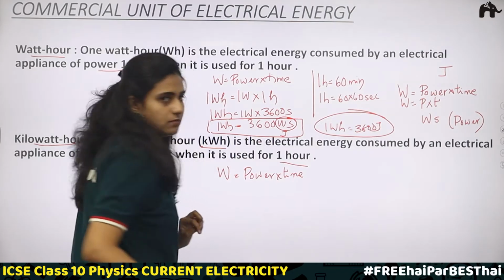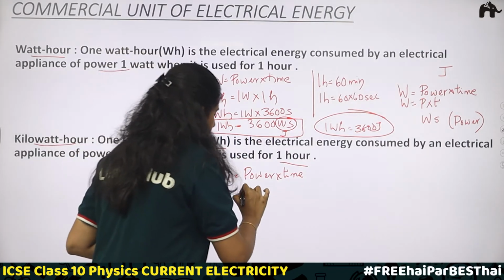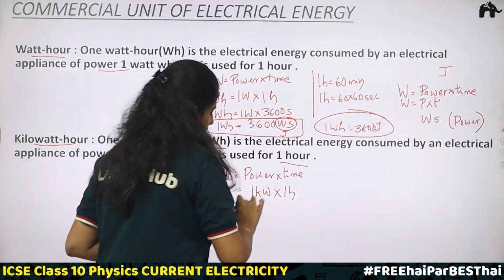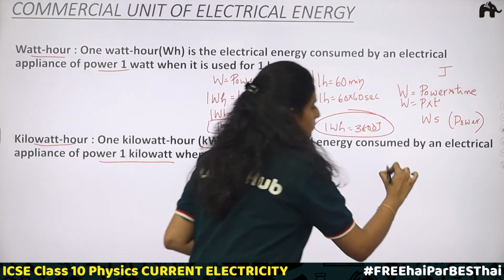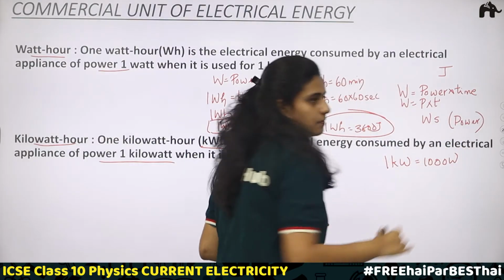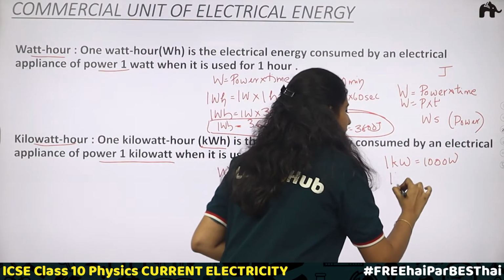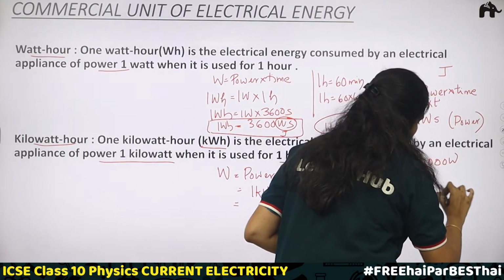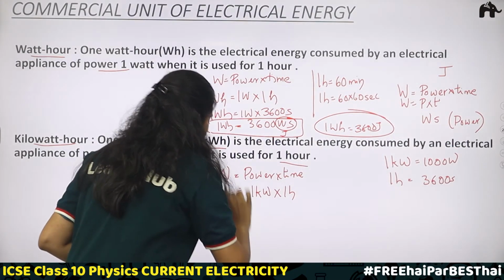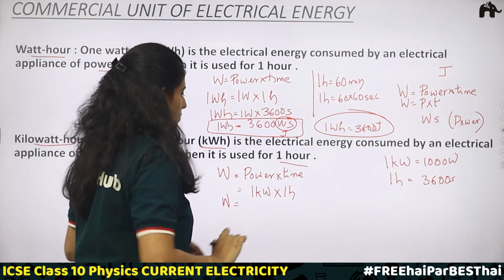Power into time. Here the power is 1 kilowatt, 1 kilowatt into 1 hour. Let's convert. What is 1 kilowatt in watts? 1 kilowatt will be 1000 watts. And we have 1 hour is equal to 3600 seconds. Clear?